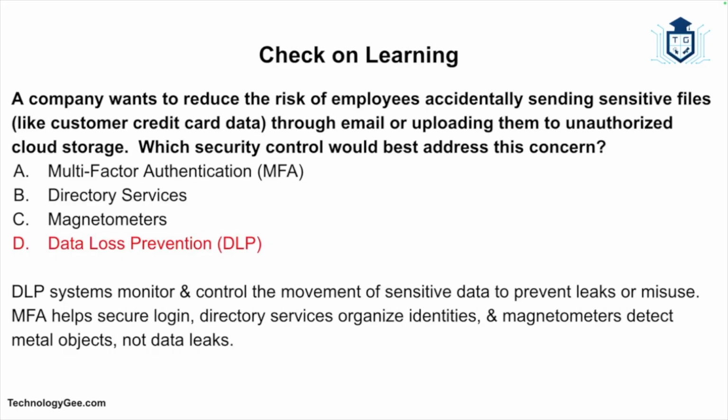And the correct answer is, this will be data loss prevention. So DLP systems, they monitor and control the movement of sensitive data to prevent leaks or misuse. Multi-factor authentication, this helps secure logins. Directory services, they organize identities. And magnetometers, they detect metal objects, not data leaks.